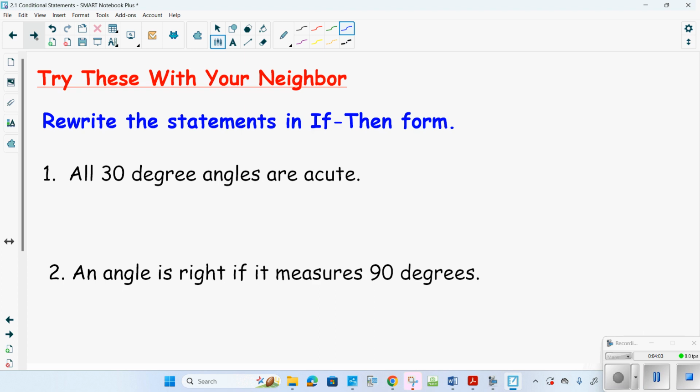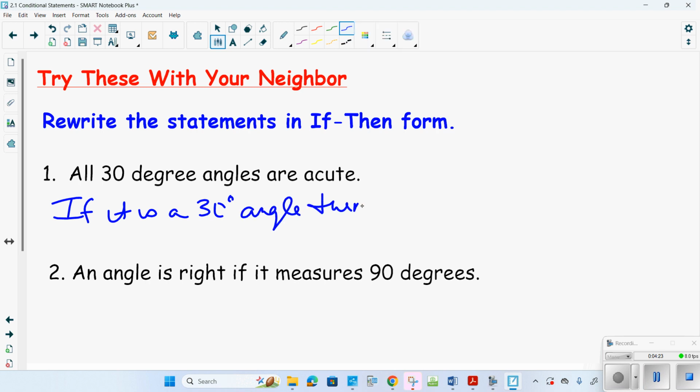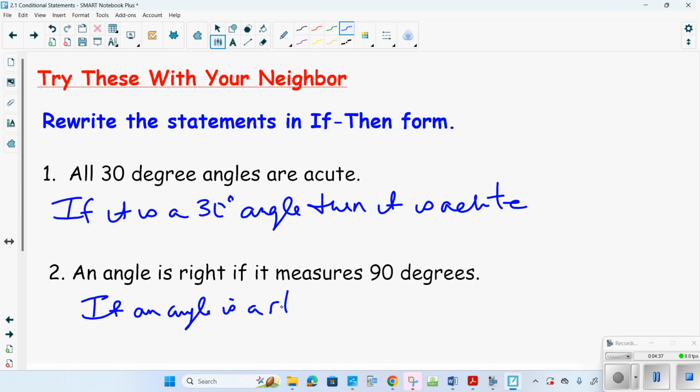Try these on your own. So hit pause. All right, let's see if you got them right. If it is a 30-degree angle, then it is acute. Next one, an angle is a right if it measures 90 degrees. So if an angle is a right angle, and I'm going to abbreviate there, then it is 90 degrees.